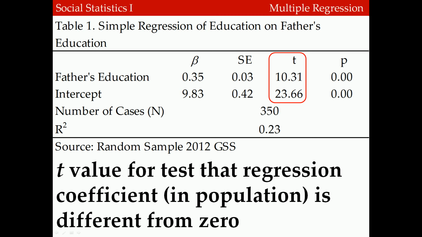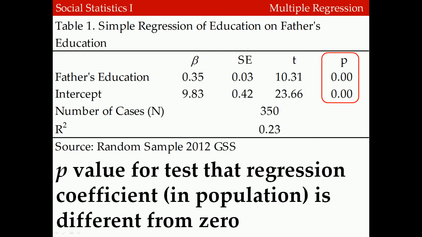The degree to which it's likely or unlikely is expressed by this value p, which is a p-value. And it basically tells us how likely it is that we find this particular sample result, given what we think are the true values of the regression coefficients. And so if we think that father's education has a non-effect in the population, that is, it's 0, we would hardly ever find this sample result by chance alone.